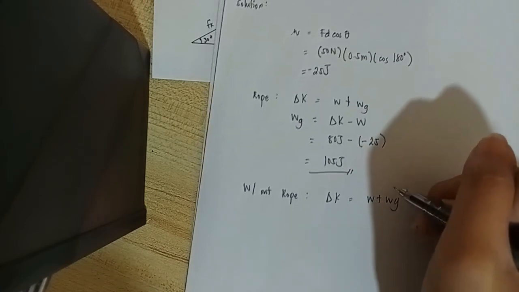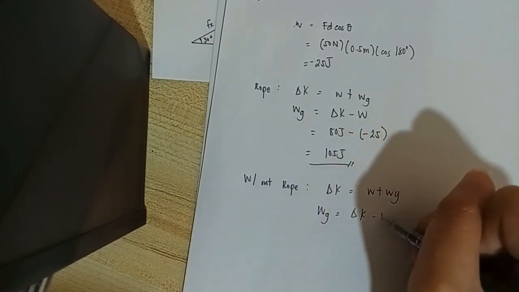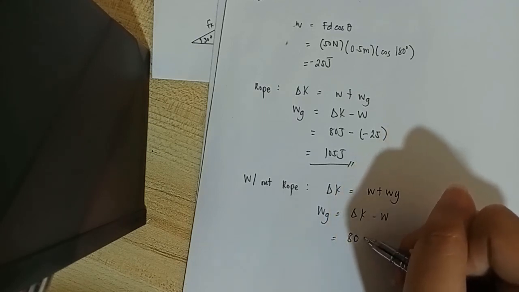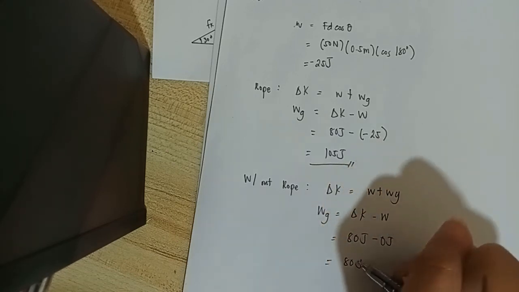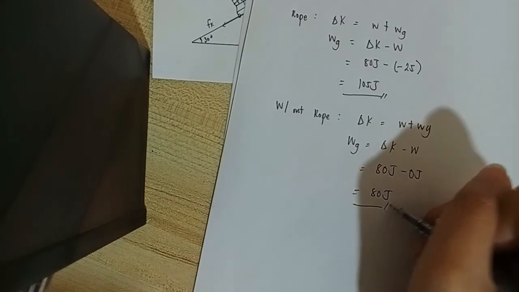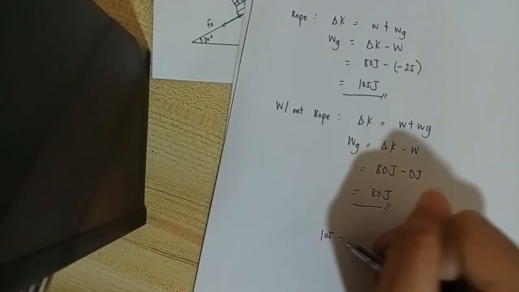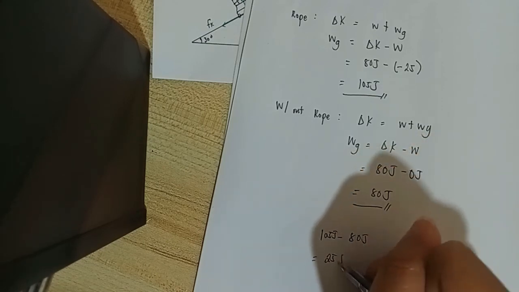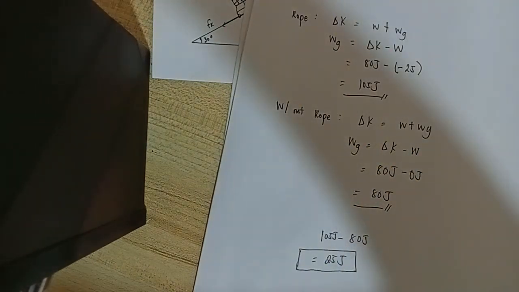So, again, the formula is kinetic energy is equal to work plus the work in respect with the gravity. That would be kinetic energy minus work, 80 joules, minus, since there is no rope, there will be no work happen. So that will be 80 joules. So to find how much greater will its kinetic energy, we need to subtract the 105 minus 80 is equal to 25 joules. That will be our final answer.